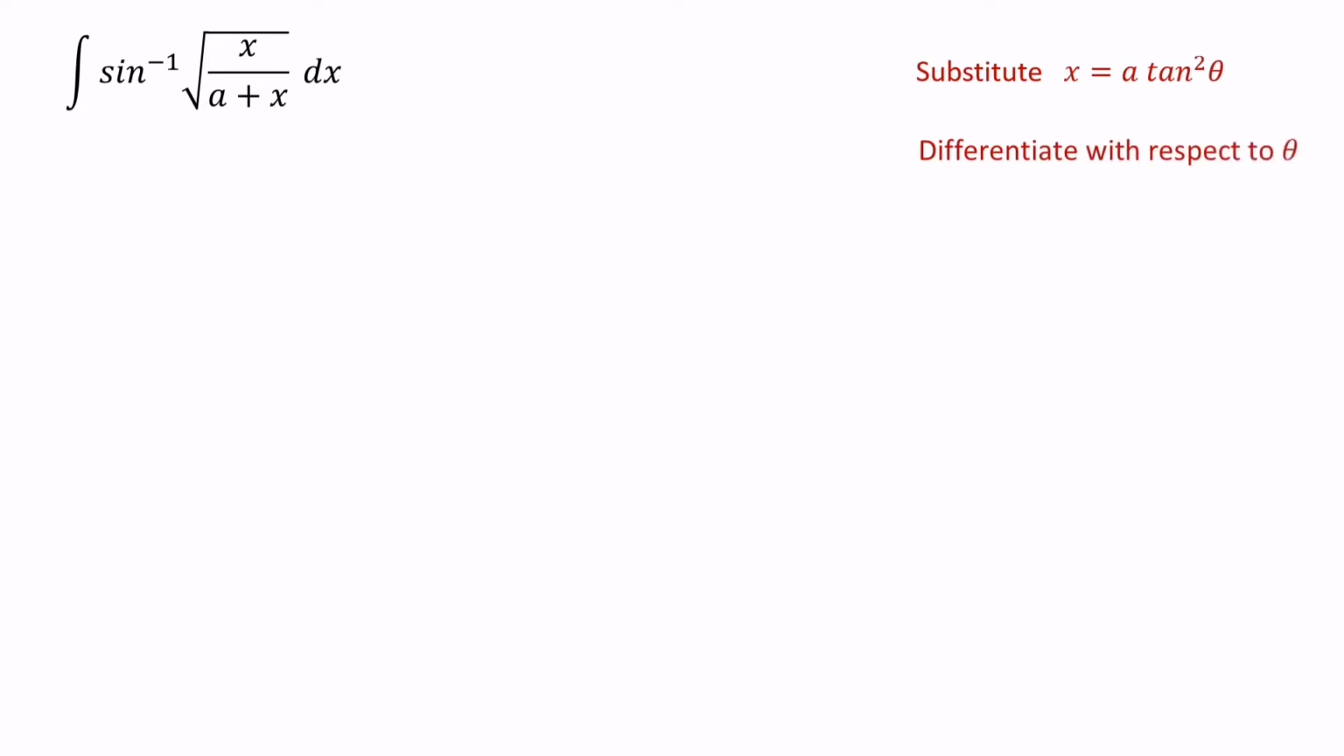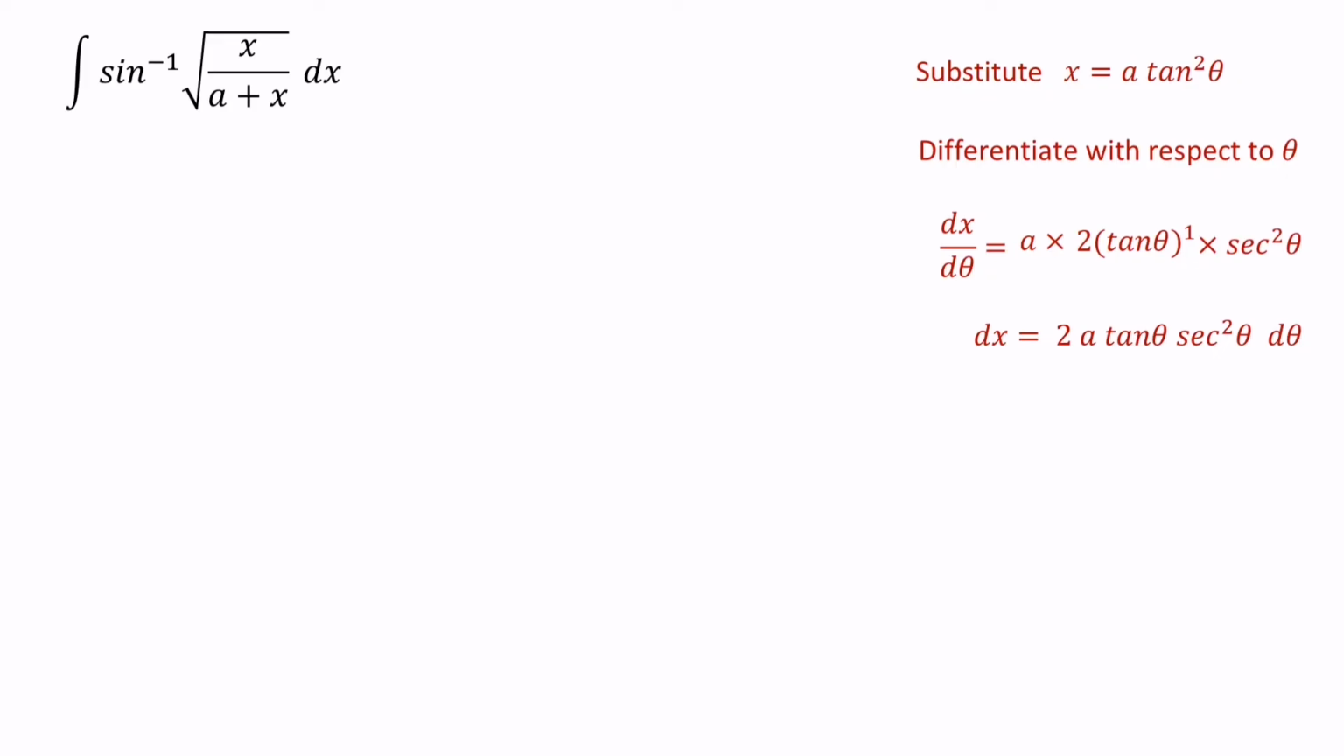Differentiation of x we can write as dx over d theta. Simply a into differentiation of tan squared theta, we can write as 2 tan theta to the power of 1. Finally, differentiation of tan theta we can write as sec squared theta. Then we can cross multiply the denominator value d theta, and we can write dx as 2a tan theta into sec squared theta into d theta.